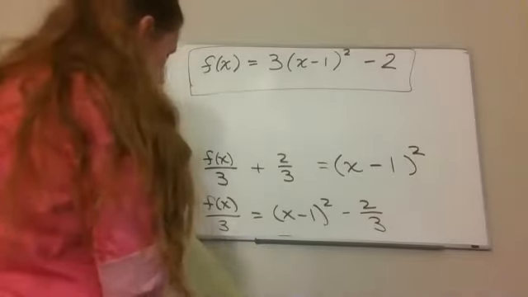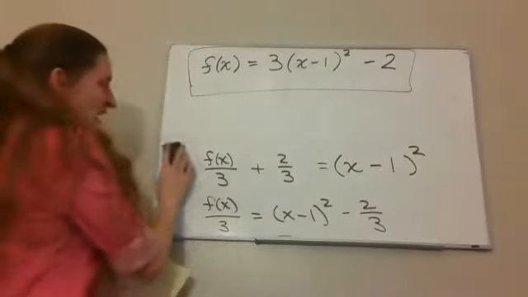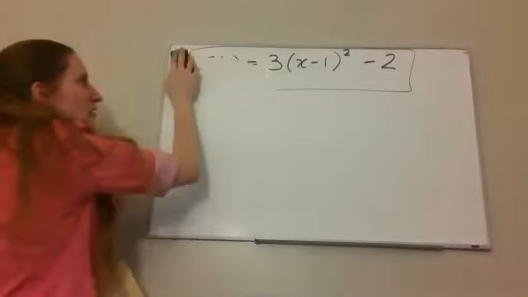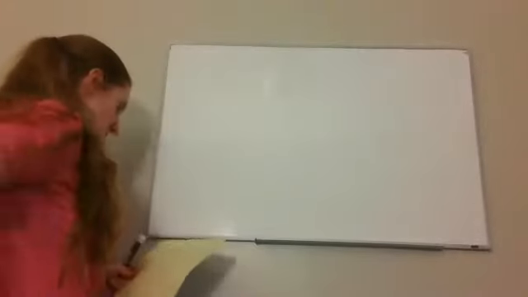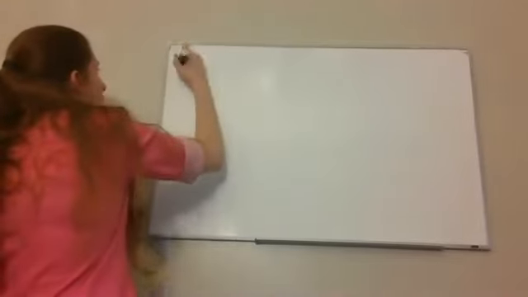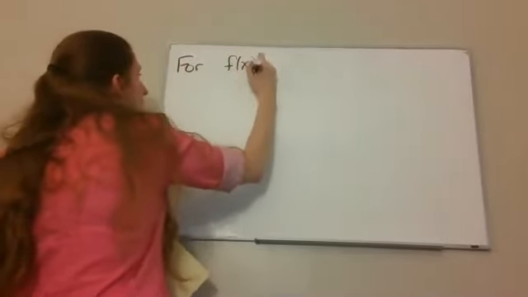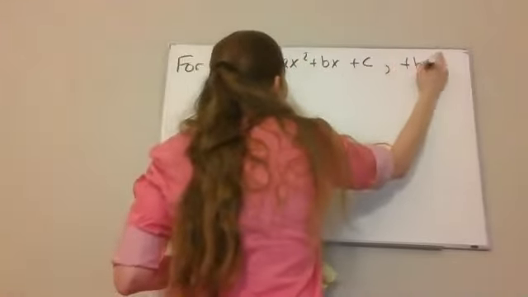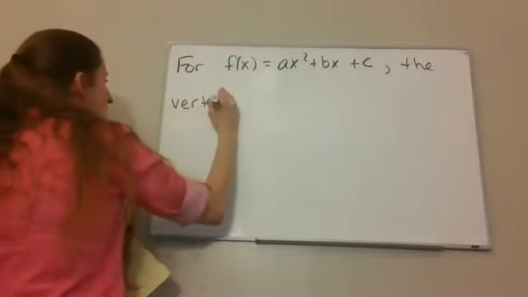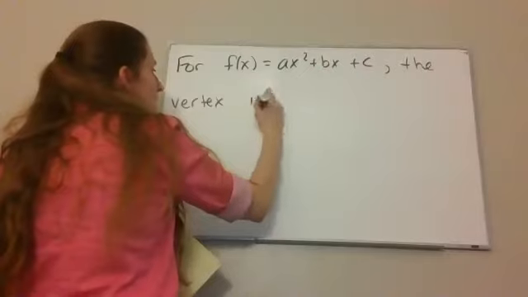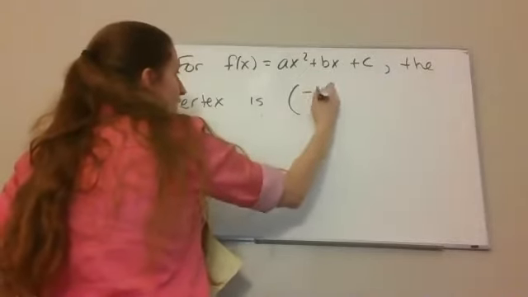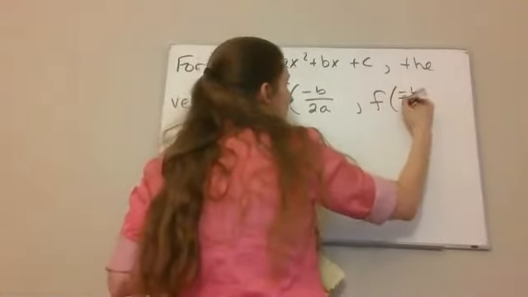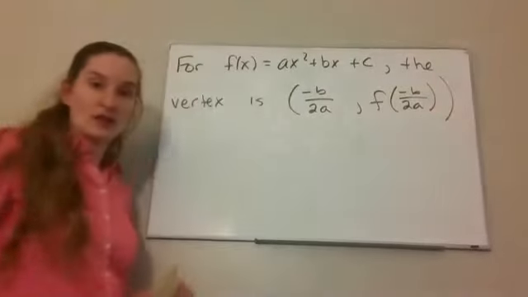Now, what if you're asked what the vertex is and they don't actually want you to put it into vertex form? Well, luckily, there's a formula to find the vertex as well. So for f(x) = ax² + bx + c, the vertex is given by: the x-coordinate is -b/2a, and the y-coordinate is whatever you get when you plug that x value into your function.